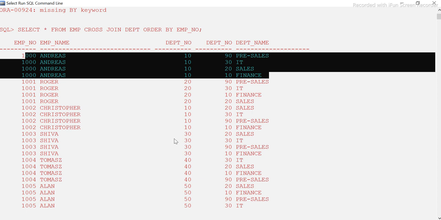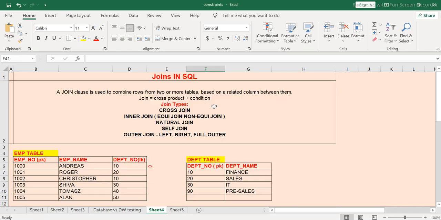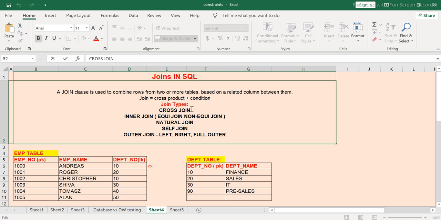This is what I wanted to cover, that you understand the cross product first. And from the next session onward, we will try to understand the rest of the joins. I'm planning to cover it in the next session. We have already covered cross join. We will try to cover the inner join. Within inner join, we can see the equi join and non-equi join, guys. So let's target to cover that in the next session.